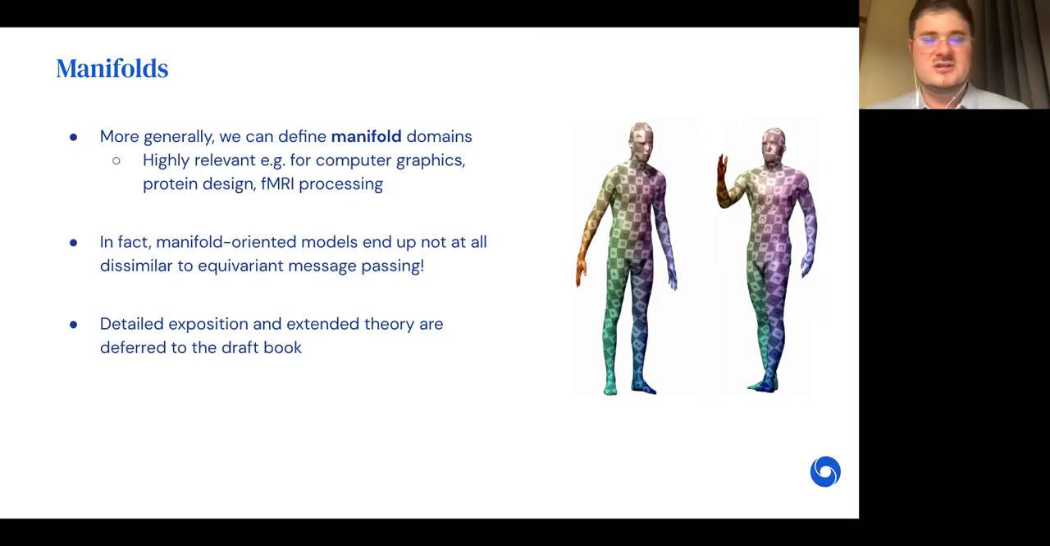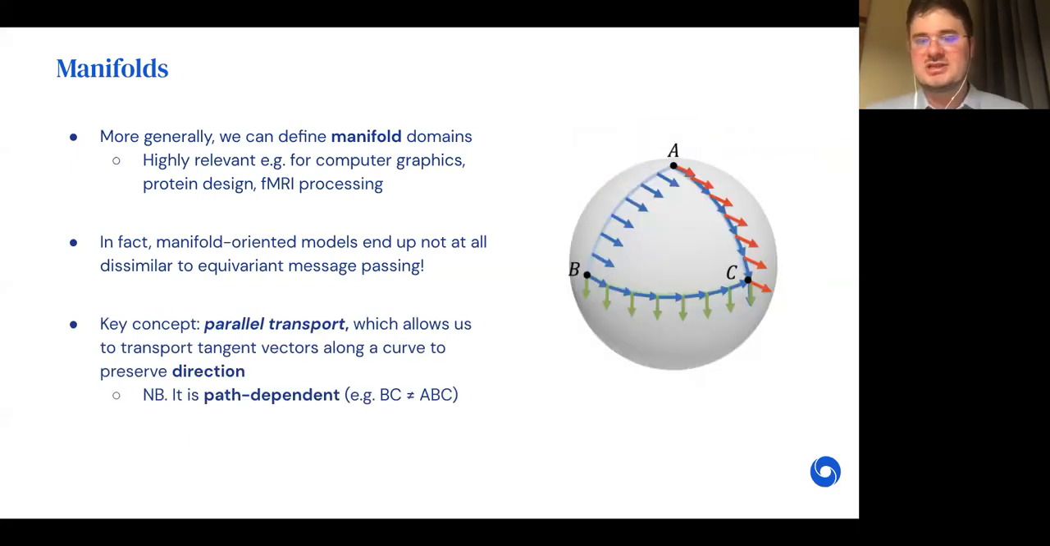I've deferred all the detailed exposition and theory to our draft book if you want to read more, because we don't have enough time in this talk. But I'll just briefly mention that the key concept that these models rely on is known as parallel transport, where you want to do a convolutional filter, but your domain is not very nice and regular and homogeneous. Well, you can use parallel transport to transport the filter from a point to another point, so you can apply a convolution. Now, the big problem here is that the parallel transport is path dependent. Deciding in what direction you move the filter will potentially give you different results.